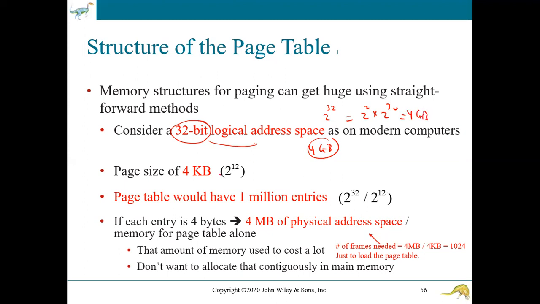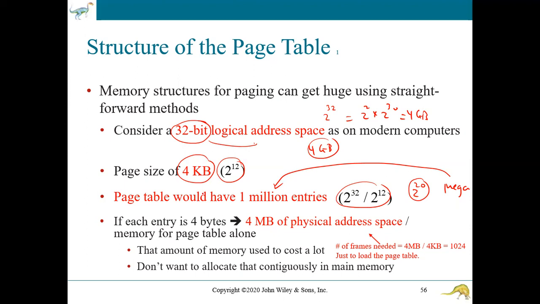Okay. So the page size is 4 kilobyte, 2 to the power of 12. So 2 to the power of 32 divided by 2 to the power of 12 is the number of pages, right? Which is 2 to the power of 20. 2 to the power of 20 is what? Mega. Mega means what? Million. Giga means what? A billion.